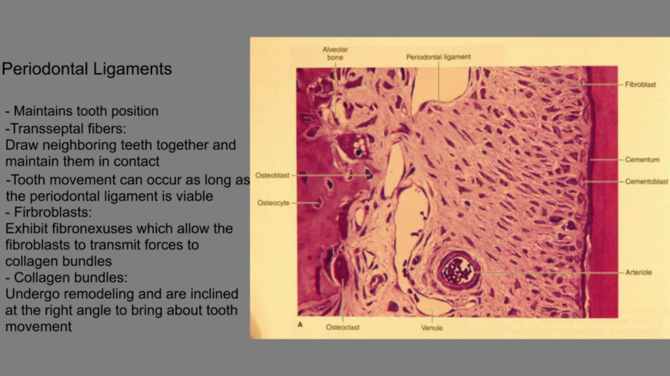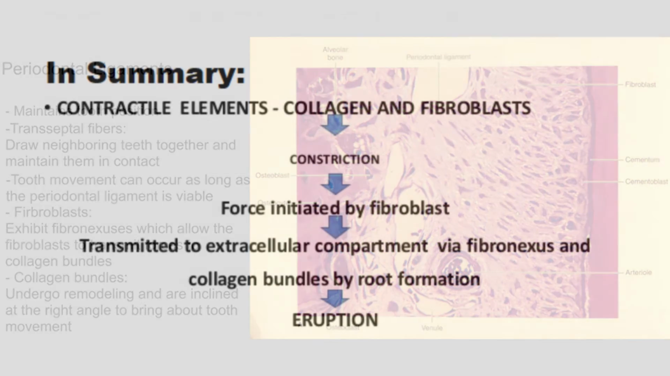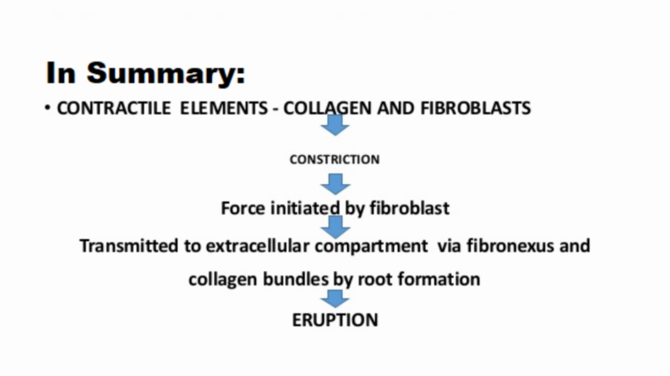The follicle, before it becomes the periodontal ligament, also plays an important role in tooth eruption, although it does not provide the actual eruptive force. Basically, eruptive movement is brought about by a combination of events involving a force initiated by the fibroblasts. This force is transmitted to the extracellular compartment and to the collagen fibers via the fibronexuses. These fiber bundles, in proper alignment, bring about tooth movement by virtue of the ability to remodel.